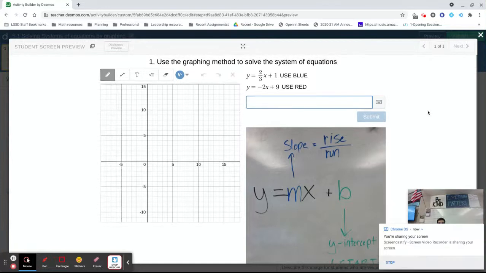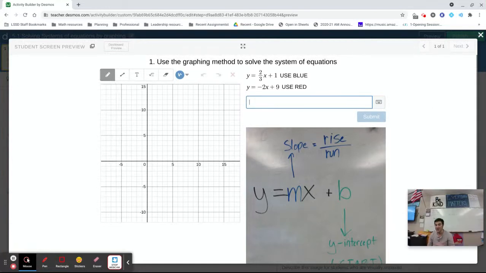Okay, team, hey, this is 5.1. We are using the graphing method to solve a system of equations.